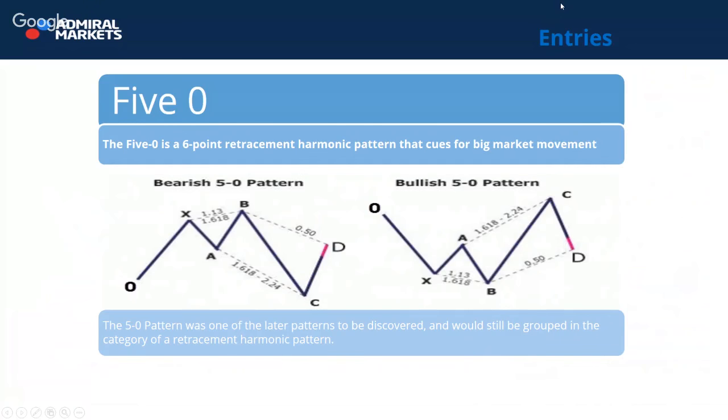We also have a 5-0 pattern that I really like to use. 5-0 is a 6-point retracement harmonic pattern, and it usually cues a big market movement. This is a bearish 5-0 pattern. This is a bullish 5-0 pattern. I call it the 5-0 pattern. It was one of the later patterns to be discovered, and usually it's grouped in the category of retracement harmonic patterns. The big thing with this pattern is that 5-0 usually precedes some reversal patterns. And you will see the validity of 5-0 is usually very high.